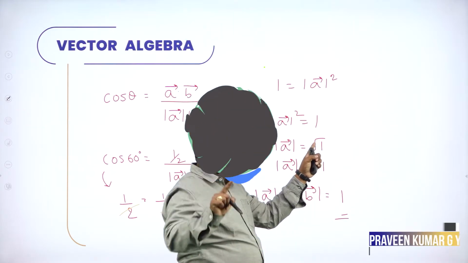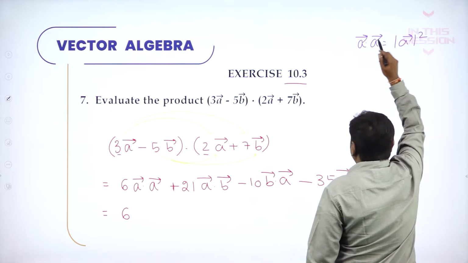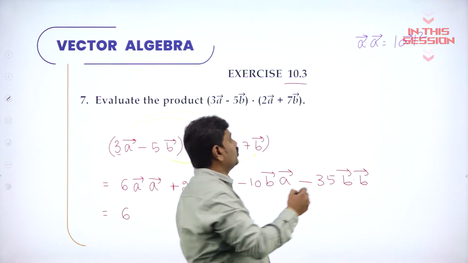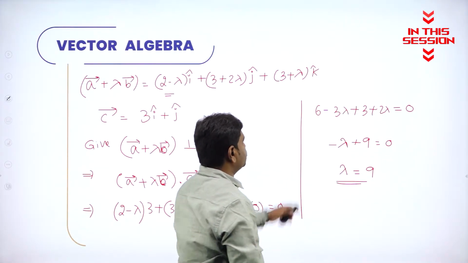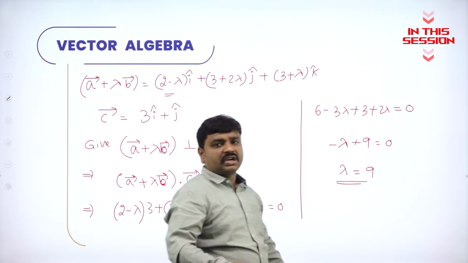But strictly positive one. Why? Because magnitude of a vector cannot be negative. Or b dot b is magnitude b square. Similarly, a dot a is what? Magnitude a the whole square. Rearrange. Minus lambda is minus 9, and lambda is equal to what? 9. 6 plus 3 is what? 9. Minus 3 lambda plus 2 lambda is minus lambda. So you got the lambda value.